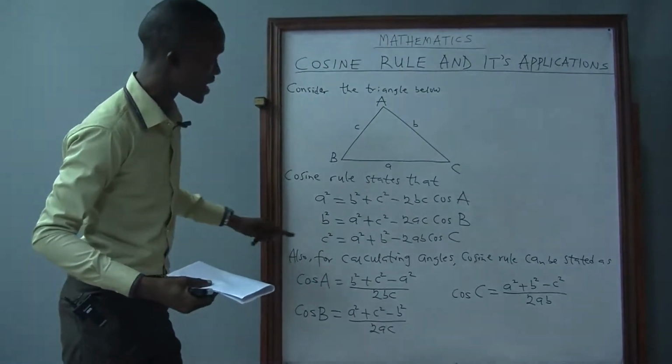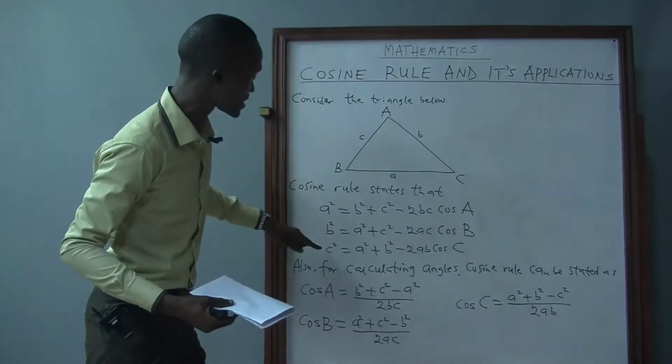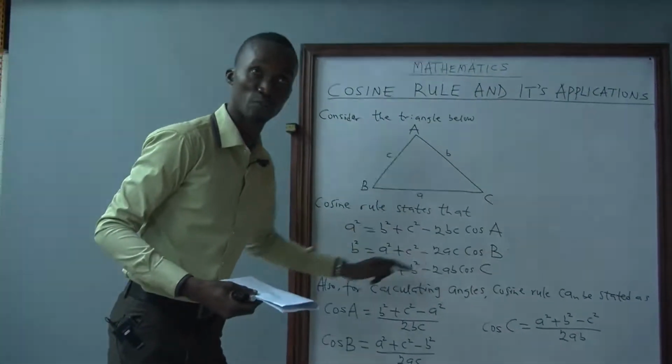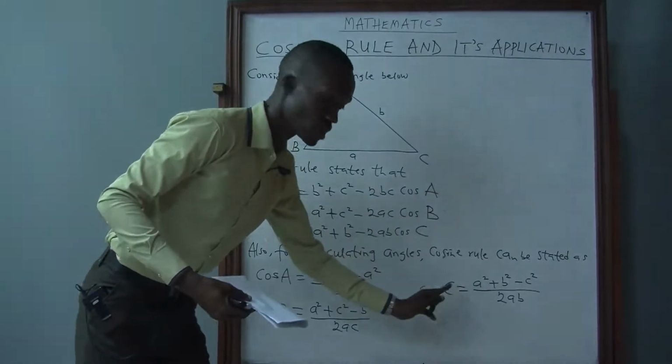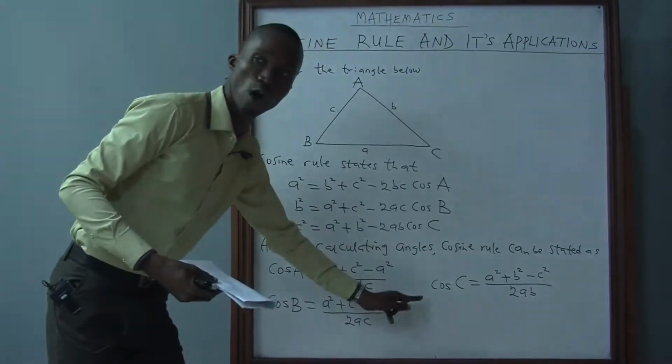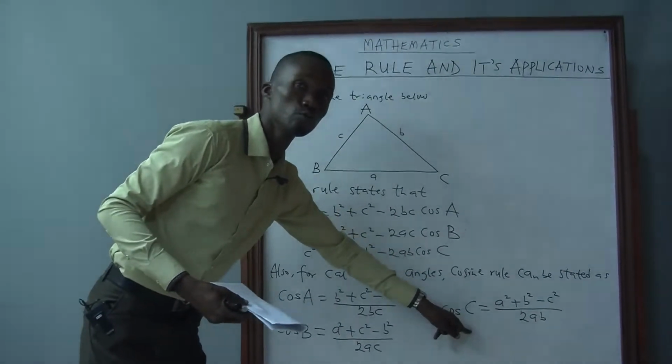Then if you are asked to find side C, we make use of this. But if you are asked to find angle C, we make use of this. Then by simplifying this, we now take the arc cos or the inverse of the cos of the value we have, and that will give us angle C.